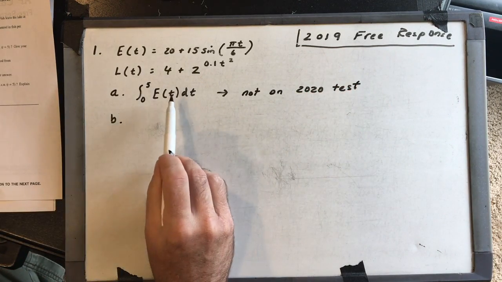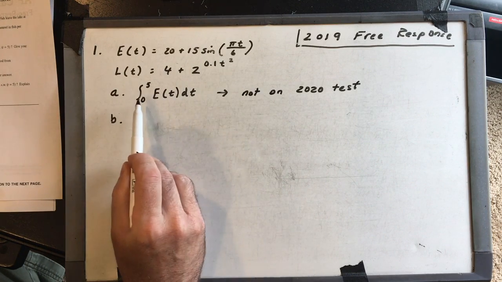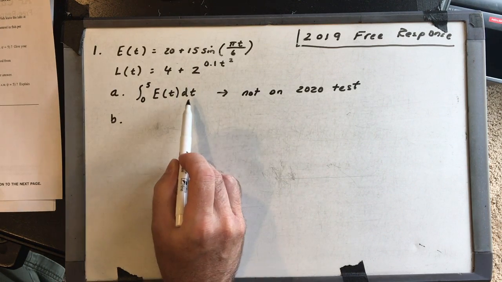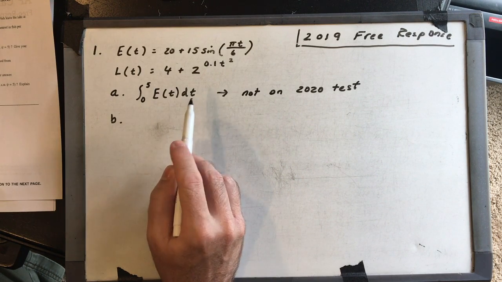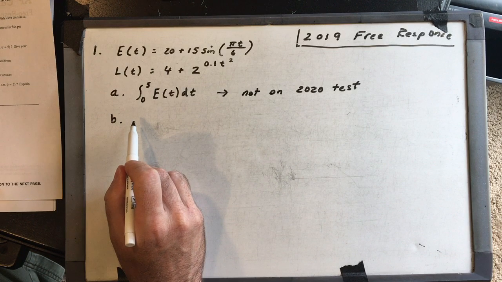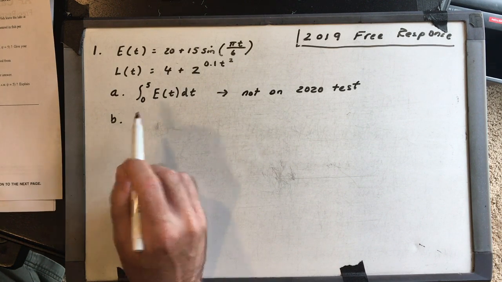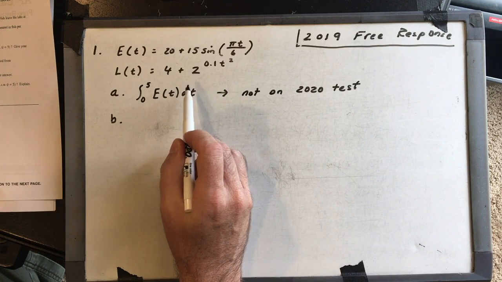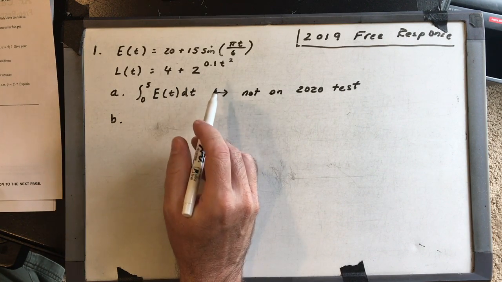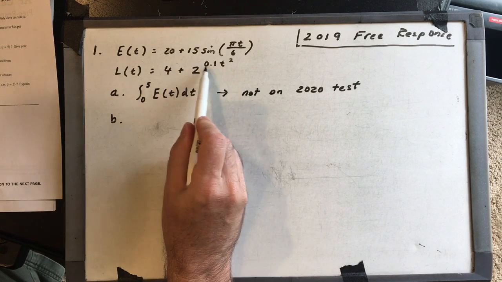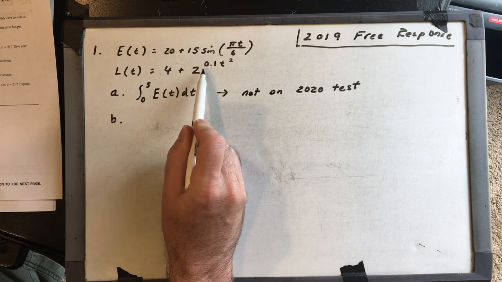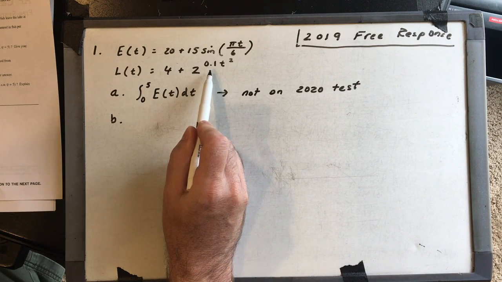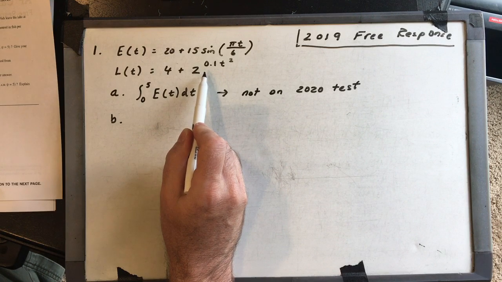Any problem where you have entering and leaving and you're accumulating something, that is not supposed to be on the test. But part B might be on there. It says, what's the average number of fish that leave the lake? You do need to know how to calculate an average. Now, this type of function I don't think will be on the 2020 test, because if you had to do it by hand, that's logarithmic differentiation, and I don't think they'll give you one like that.